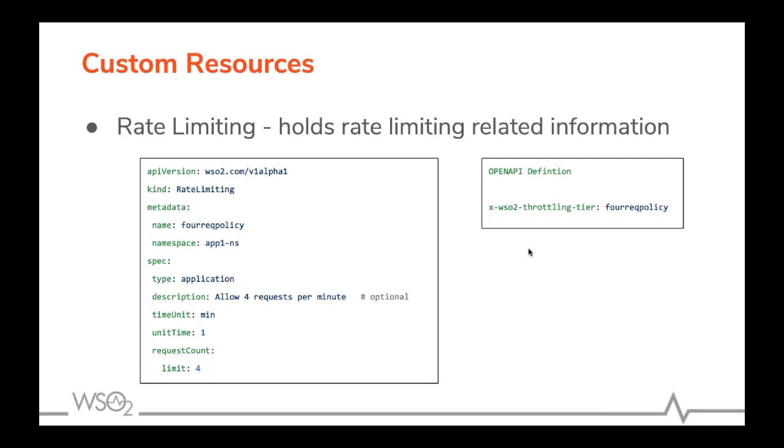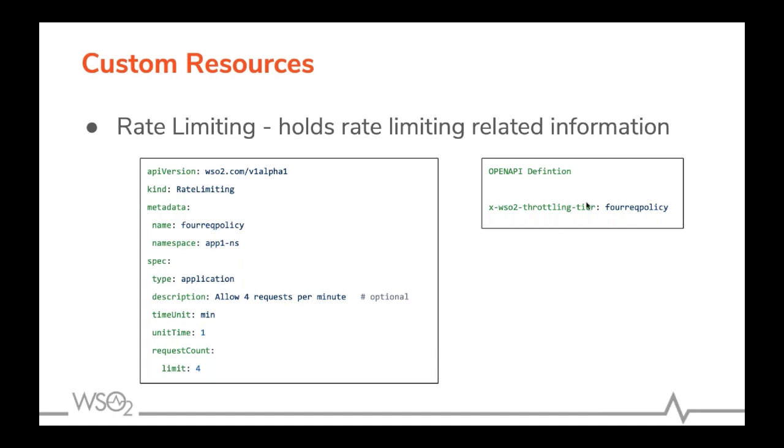The rate limiting custom resource holds rate limiting related information. So you can apply rate limiting for your API as well. You can come up with the rate limiting policy. In this rate limiting policy, it allows 4 requests per minute. This is a sample definition. You can apply rate limiting at application, API, or subscription level.